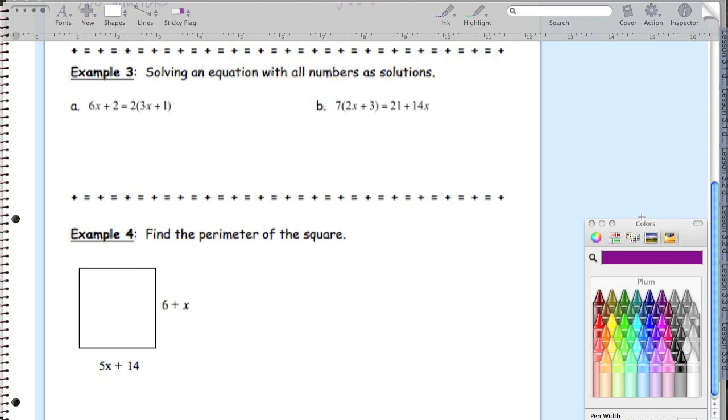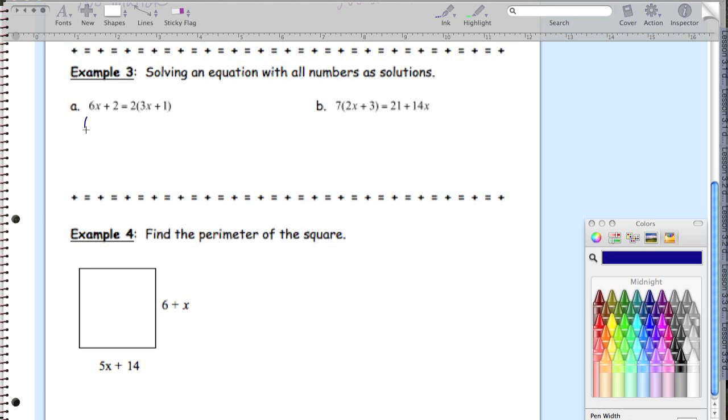Now the third case is solving an equation with all numbers as solutions, meaning every single number in the entire world, all the decimals, negatives, positives, fractions, everything, is going to make this side equivalent to this side when you substitute it in for x. I could put a 1 in for x and it would make both sides equal. So let's see what happens.